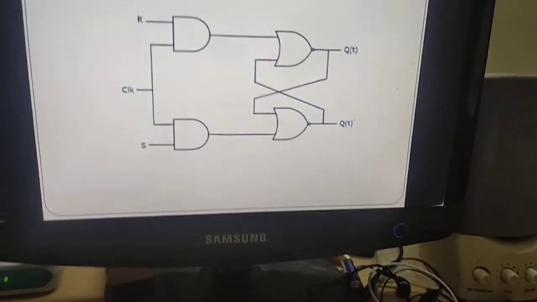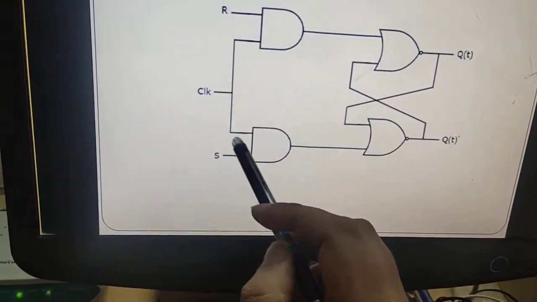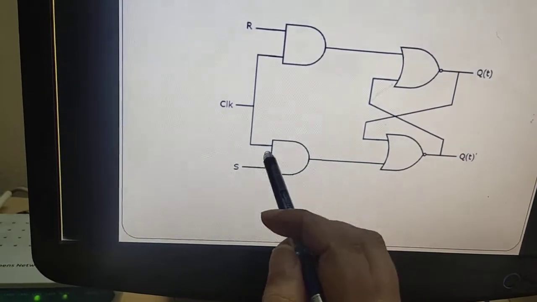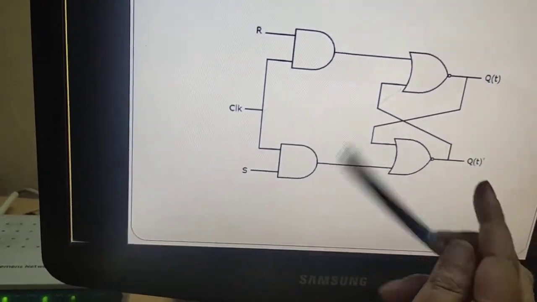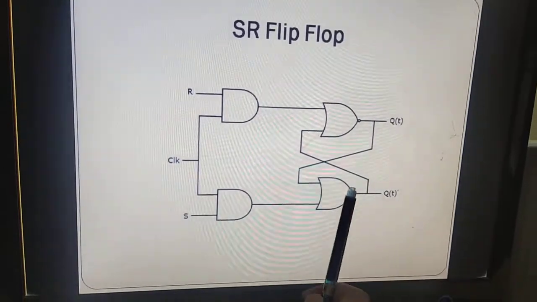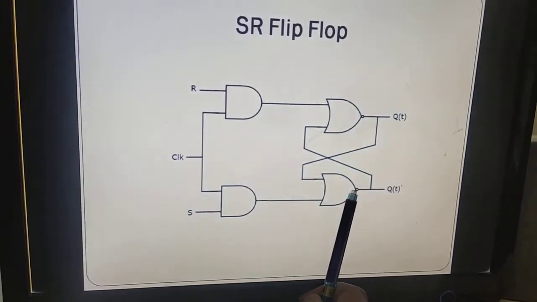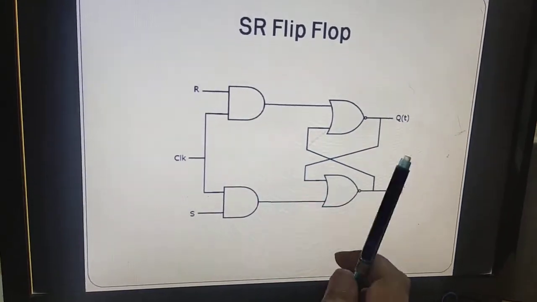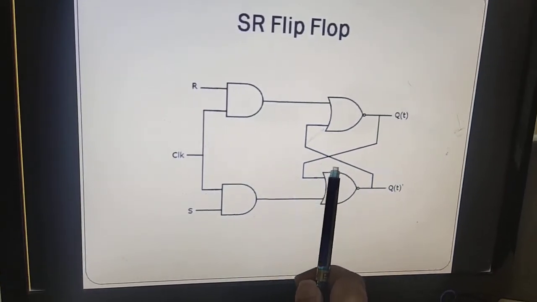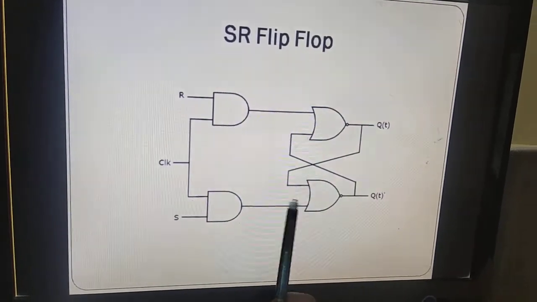And finally, when you are going to have S is equal to 1 and R is equal to 1, both will be complemented, and so both will have either zeros or ones, which is not a probable condition. It's not a satisfactory condition. This is rather an impossible condition. So this is not allowed. This is one limitation as far as your SR flip-flop is concerned.